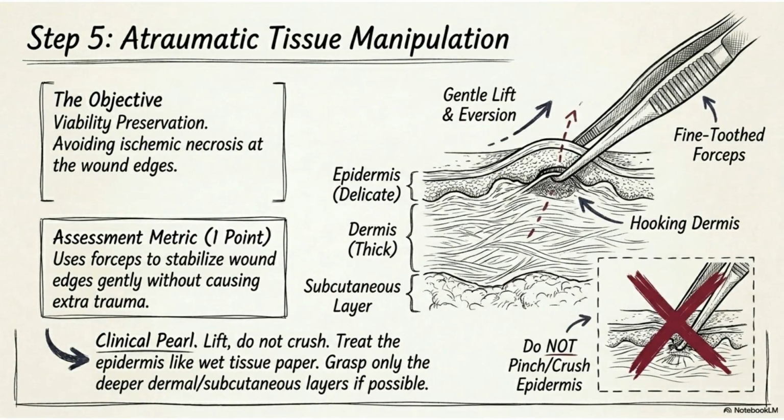Step 5 is atraumatic tissue manipulation, aiming for viability preservation. Use forceps to gently stabilize wound edges without crushing or causing trauma, avoiding ischemic necrosis. Treat the epidermis like wet tissue paper. Lift, do not crush. This earns 1 point.